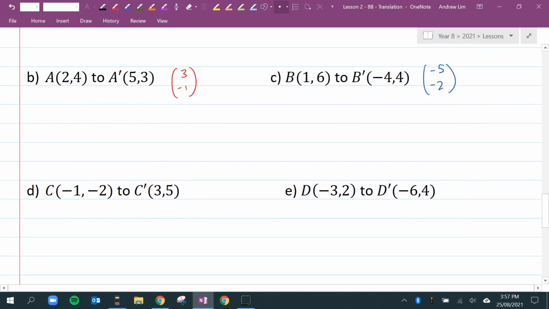Okay, pause the video, have a go with questions D and E, where we translate C to C dash and D to D dash.